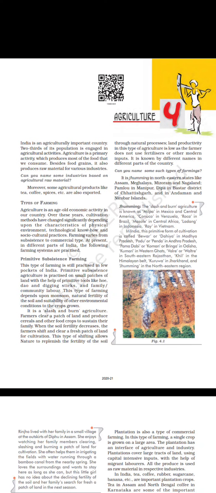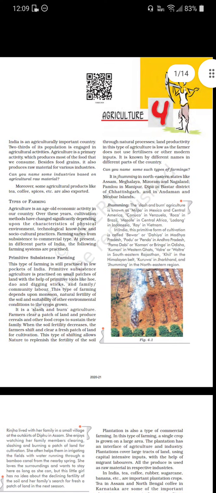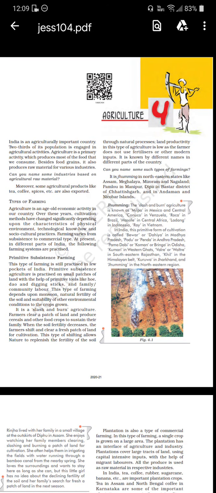Farmers clear a patch of land and produce cereals and other food crops to sustain their family. When the soil fertility decreases, the farmers shift and clear a fresh patch of land for cultivation. This type of shifting allows nature to replenish the fertility of the soil through natural processes. Land productivity in this type of agriculture is low as the farmer does not use fertilizers or other modern inputs. It is known by different names in different parts of the country.